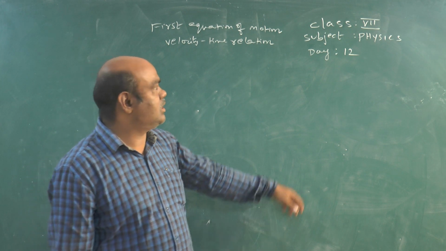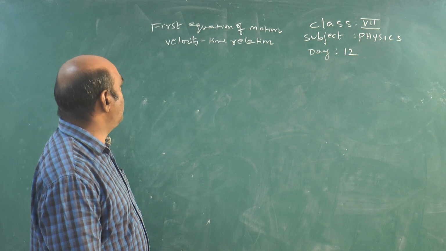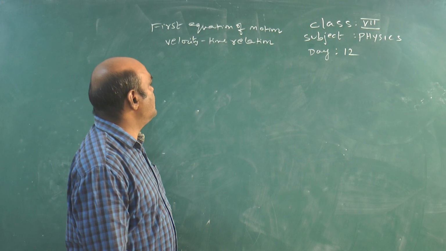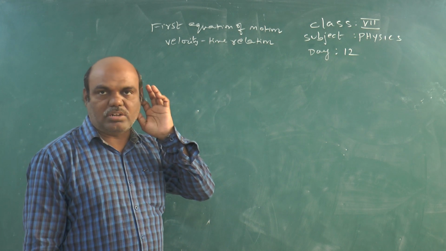Today we are going to discuss 7th class physics. The topic is the first equation of motion. This is also called the velocity-time relation. So what is the first equation of motion?